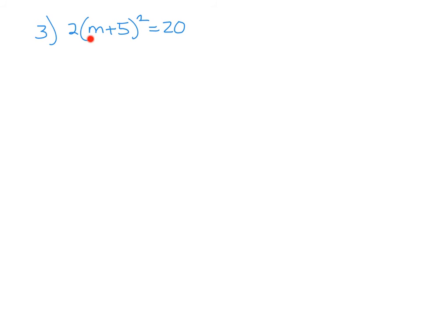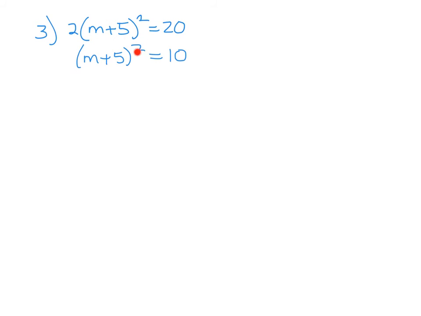Let's get the squared item isolated. So this is what's being squared. Let's isolate that. Right now it's being multiplied by 2. The opposite of multiply is divide. So I'm going to divide both sides by 2. I'll have the quantity of m plus 5 squared. And when I divide both sides by 2, that gives me 10.